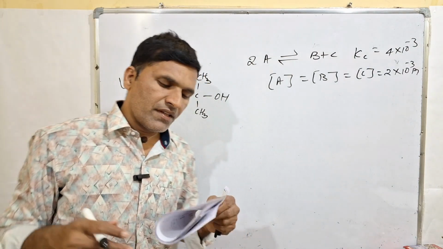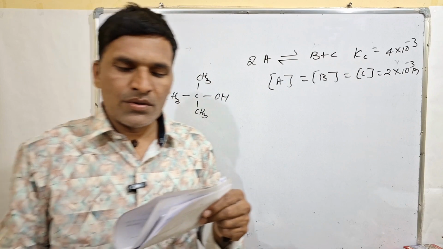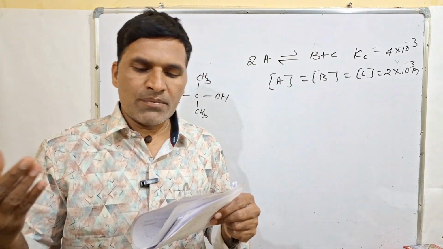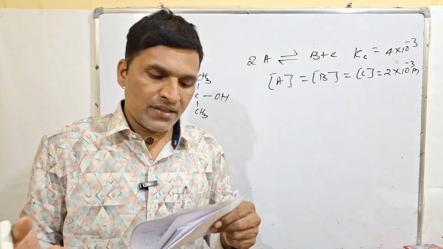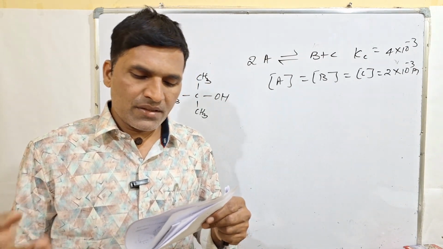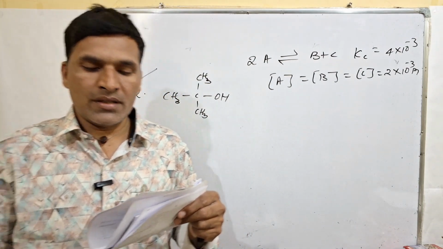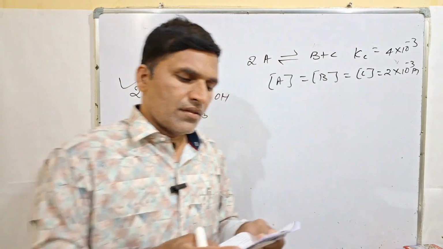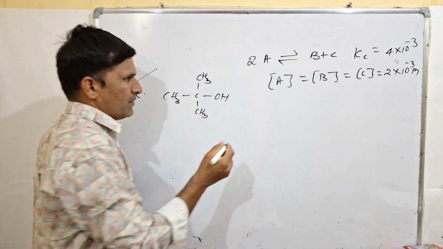The first option given is the reaction has tendency to go in backward direction. Reaction has tendency to completion in forward direction. And the third option is the reaction is at equilibrium. And the fourth option is the reaction has tendency to go in forward direction. Okay, right? So we will see which is the correct option, right?